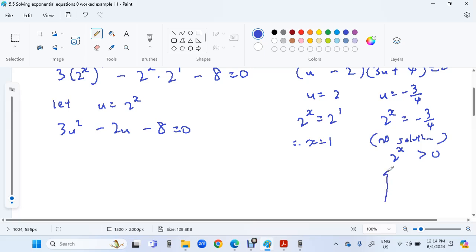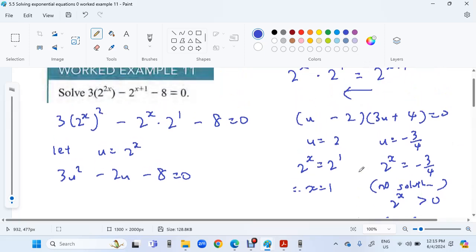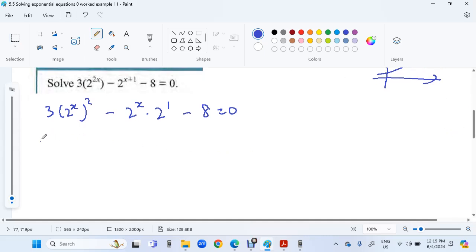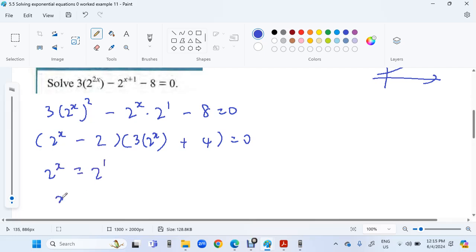The graph of 2 to the power x is something like this. So the answer is x equals 1. Sometimes the question will ask you to use the u substitution, but normally I don't use it. I will do it this way: 3, 1, 2, 4, 8, minus 6 plus 4. So we have 2 to the power x equals 2 to the power 1, x equals 1, and 2 to the power x equals negative 4 over 3, which has no solution. So the answer will be x equals 1. This will be faster.